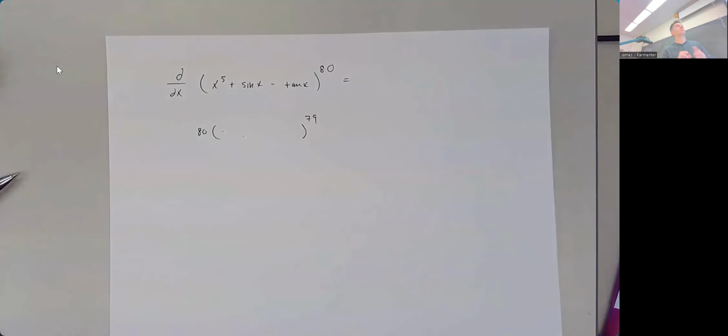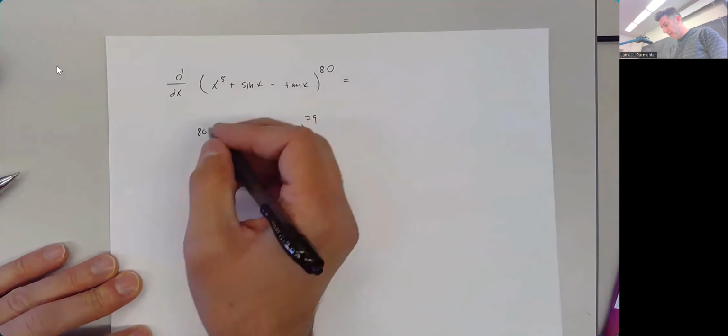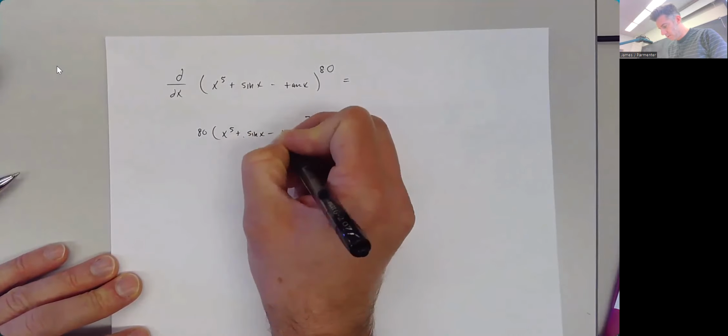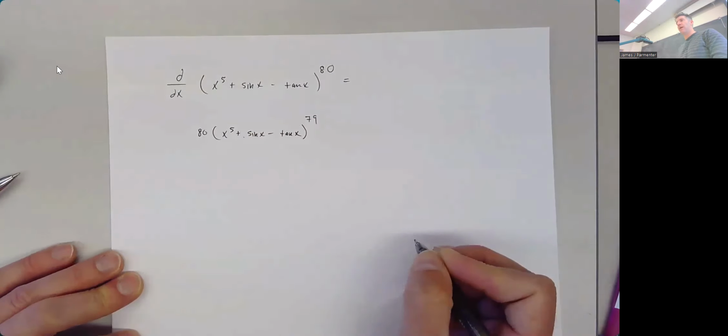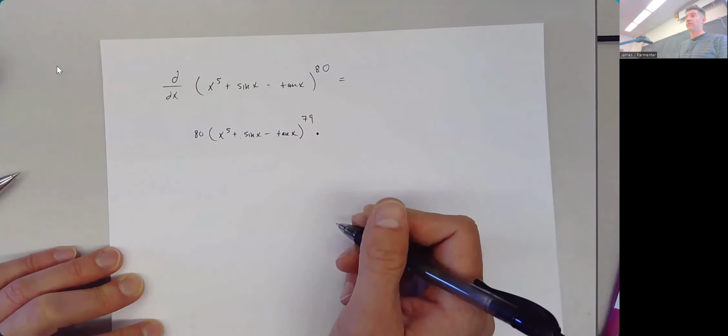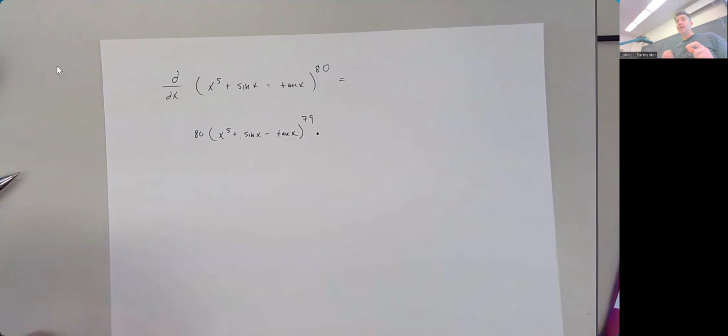So when you're taking a derivative and you're using the chain rule, the stuff you started with has to show up again. The inside function can't completely disappear. It has to reappear. It's our guest star. It's going to stick around. So I'm going to get 80 times the same stuff raised to the 79th power. But then after that, we multiply by the derivative of the stuff. We're going to be saying that a lot.